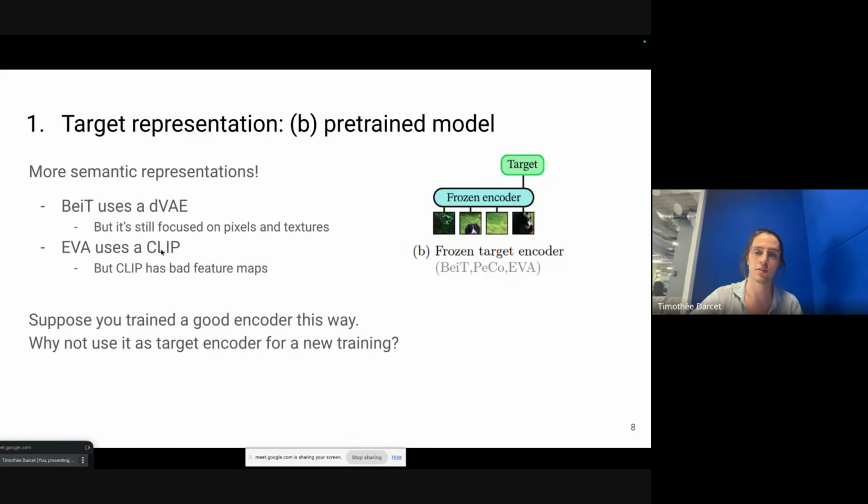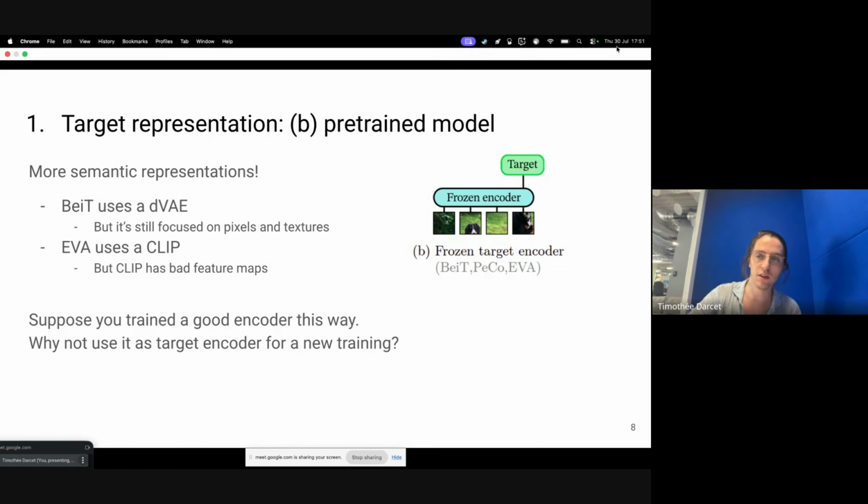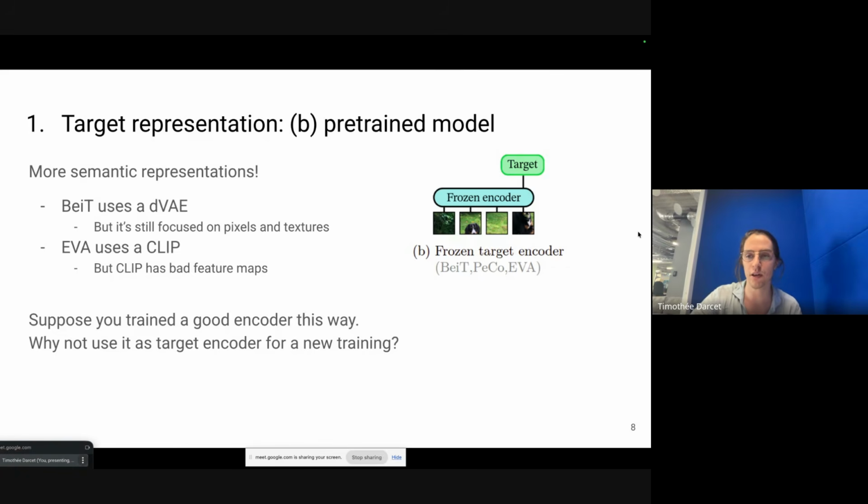you train a good encoder this way, you have your targets, whatever loss, and whatever architecture, and you have your new model that you train with that. And it works in the sense that your new encoder is better than the frozen encoder that was used to produce the target representations. Then, well, why not use this new model you just trained as a target encoder for new training? That's something that is very natural to do. If you train a better encoder, let's use it.